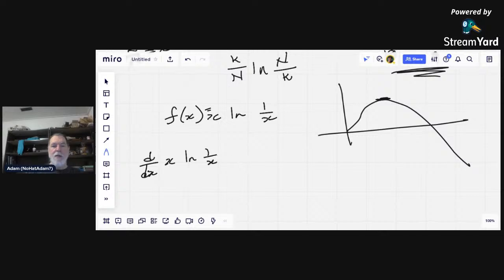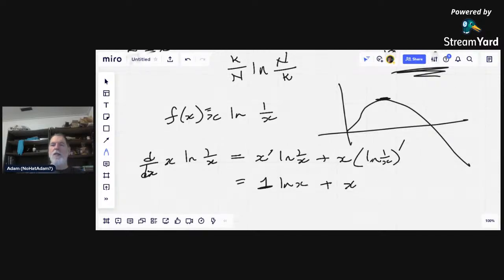So we want to take the derivative thereof. d by dx of x log 1 over x is equal to the derivative of x times the log of 1 over x plus x times the derivative of log 1 over x. Okay, and what's the derivative of x? That ends up being 1. Okay, that was easy. And then times log of 1 over x. Okay, plus x times, what's the derivative of the log of 1 over x?